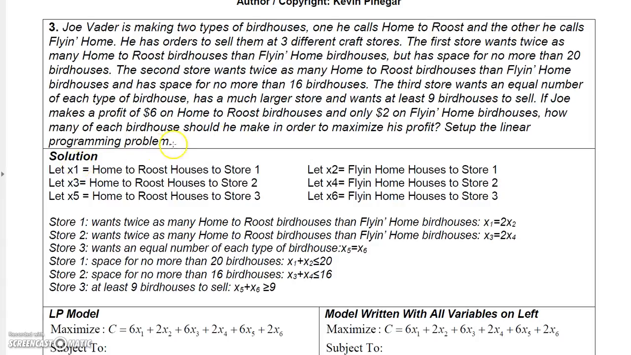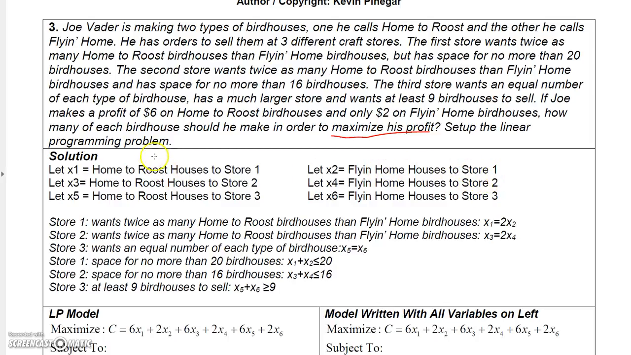Basically, what we want to do here, this guy sells these birdhouses and he wants to maximize his profit, but there are certain constraints that have to be set up. So let's look at what we're going to do. We basically have 3 stores and 2 types of birdhouses. So we have home to roost houses that are going to go to store 1, and we have flying home houses that are going to go to store 1.